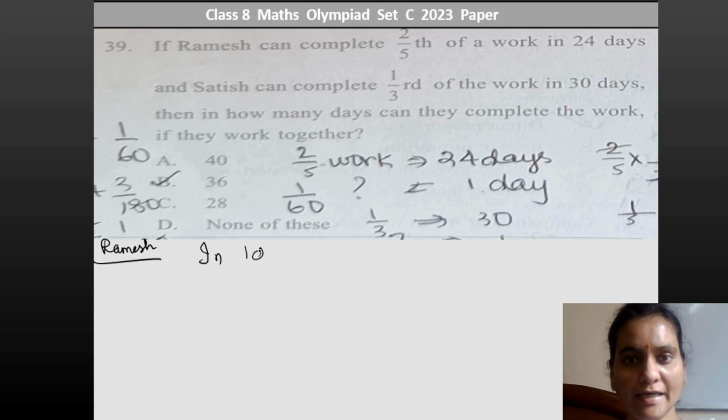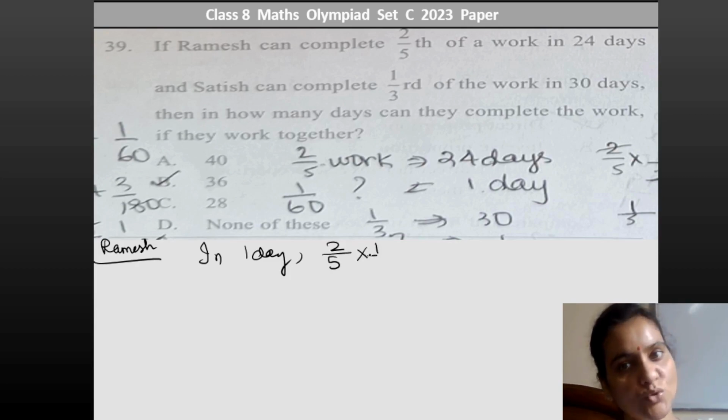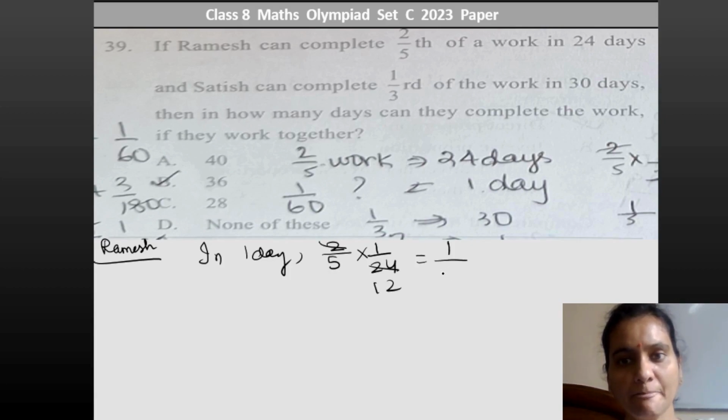In one day, he can do 2 by 5 divided by 24. I have to multiply by the reciprocal of 24. So it will become how much? 1 by 12 into 5 is 60. So 1/60th of the work gets completed in one day.